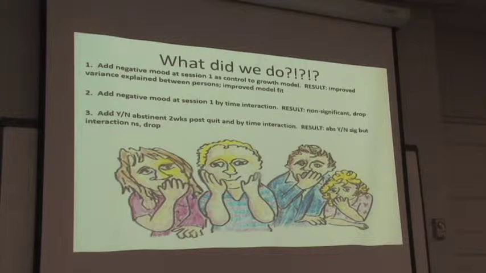All right, so what do we do? First, we added negative mood in session 1 as a control to the growth model. The result was that we improved the variance explained in between person intercepts. We added negative mood at session 1 by time interaction. It was non-significant and we dropped it. We added yes or no abstinent 2 weeks post-quit date, main effect and by time interaction. The abstinent yes or no was significant and the interaction was non-significant, so we dropped it.